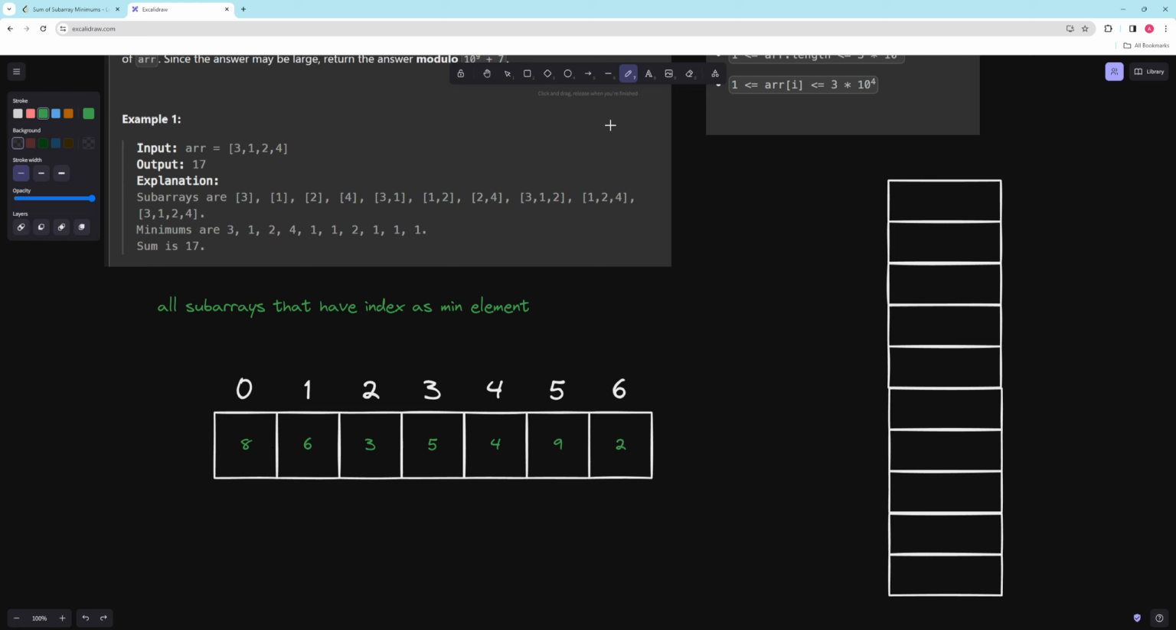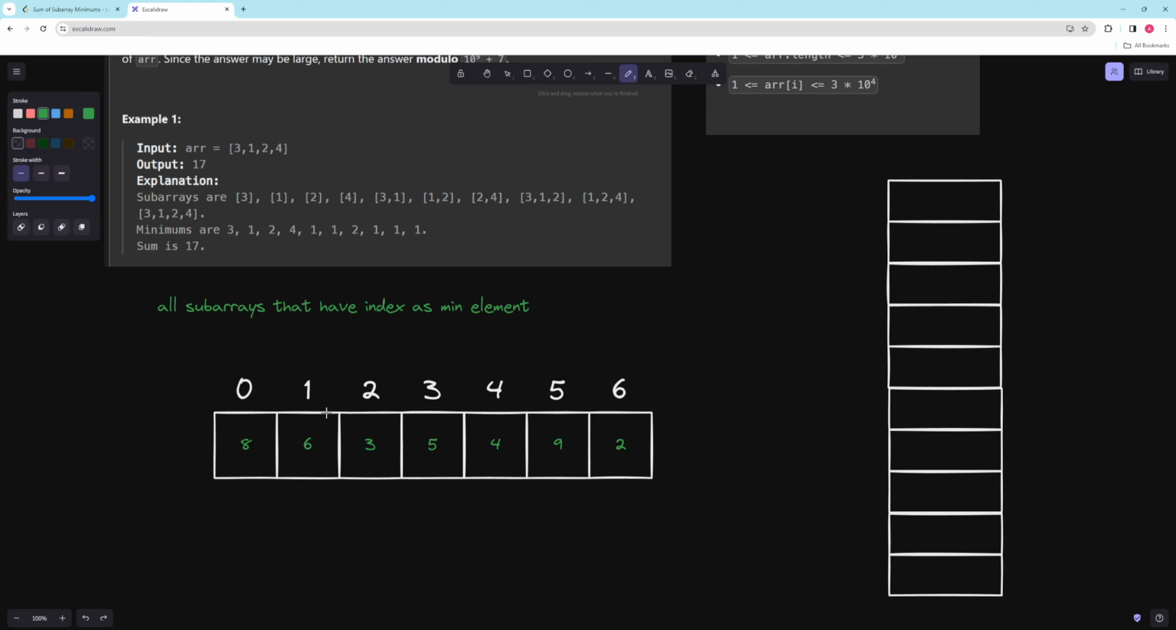So for 8, there are 0 numbers to the left and 0 numbers to the right. And so the number of combinations of subarrays with 8 is just 1, just this 8. Now let's go through another one, and then this will make more sense.